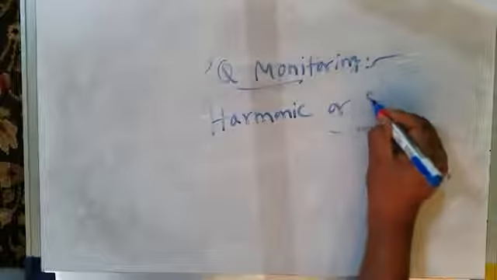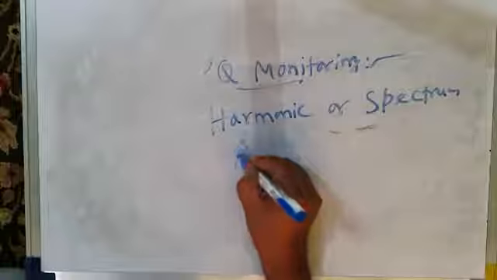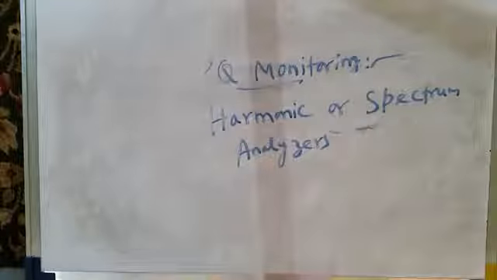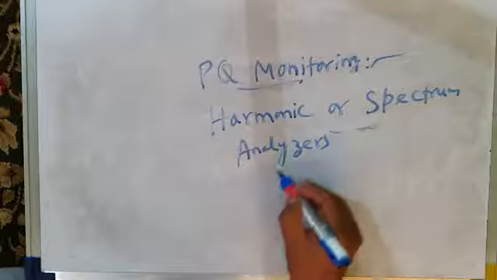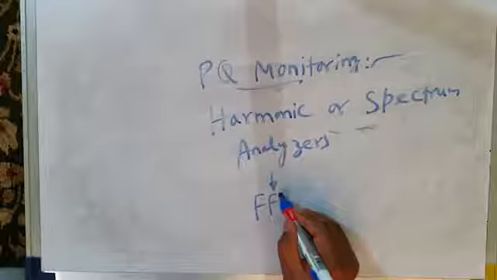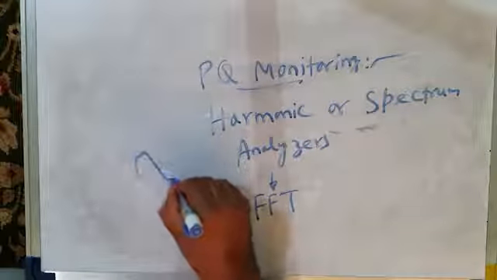Harmonic or spectrum analyzers. And these equipments, since they are available in the market, work on the basis of FFT, fast Fourier transform. What they do is take the online voltage waveform. Suppose the voltage waveform is like this.